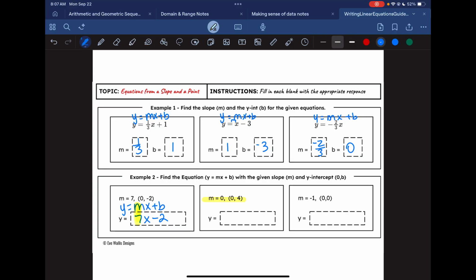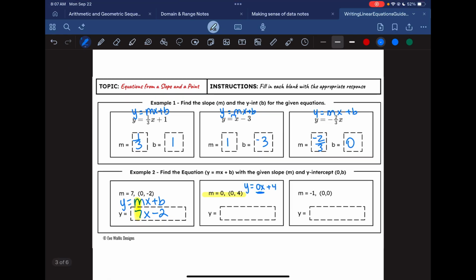Since they gave us a 0 slope, if we were just to write everything out, it'll be y equals 0x plus 4. But we do not write 0x. We take it out because there are no x's, so we just write it as y equals 4.